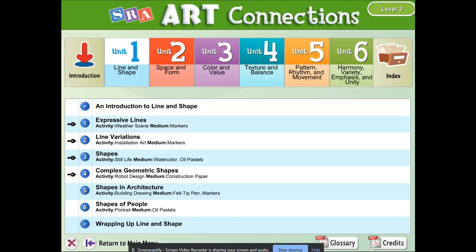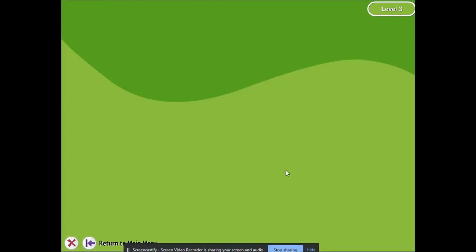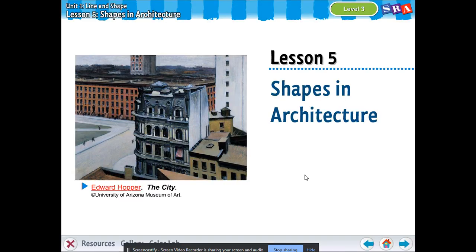Howdy, guys. We are working on our shapes. Week 5, shapes in architecture. This will be real fast, so bear with me. Just make sure you pay attention so you'll be able to pass the quiz.